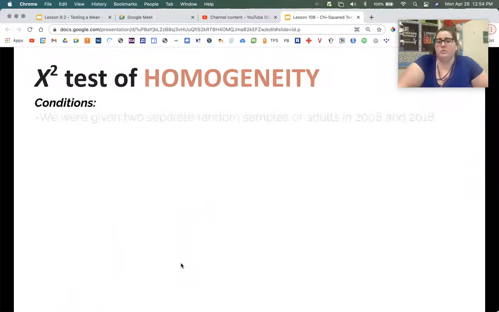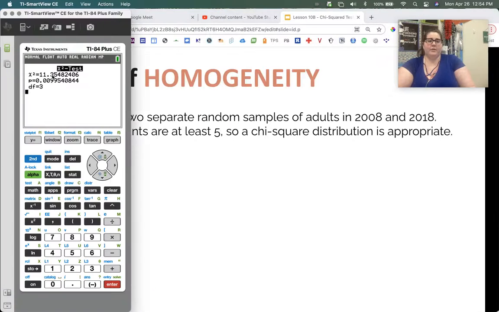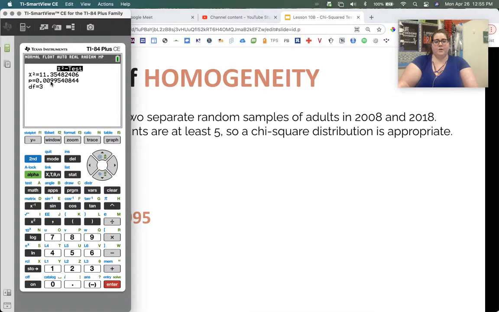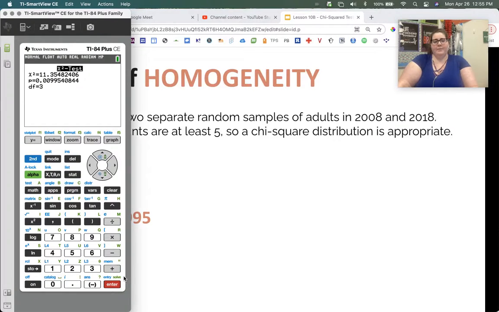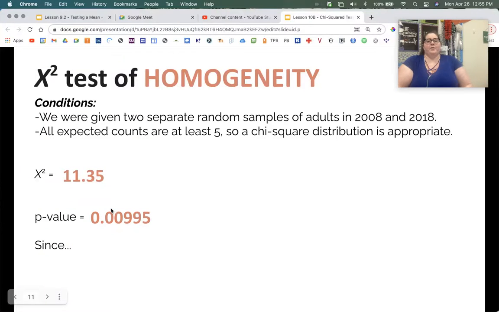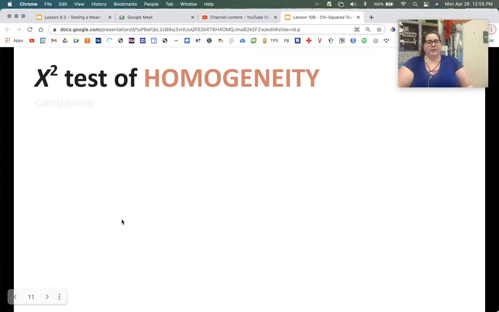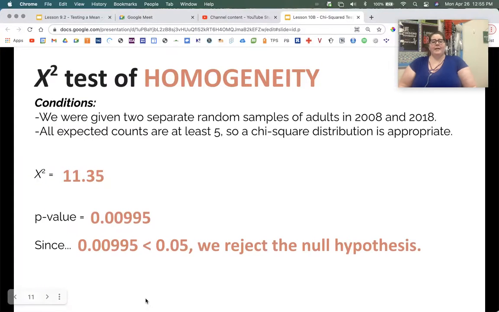So we did conditions. Now we know our chi-squared value was 11.35. P-value is 0.00995. I kept going because it kept rounding up, which is weird. And then we do the same thing we always have, which is compare our p-value to a level of significance. Did this problem give us a... No, it did not. It did not give us a level of significance, so we can use 0.05. So since 0.00995 is less than 0.05, we reject the null.